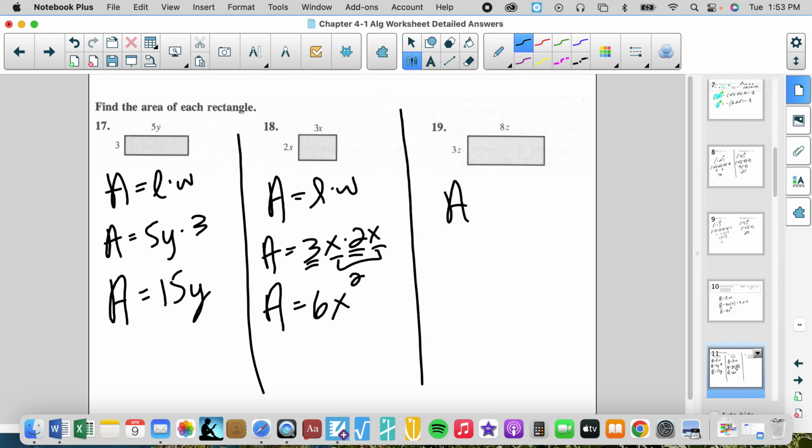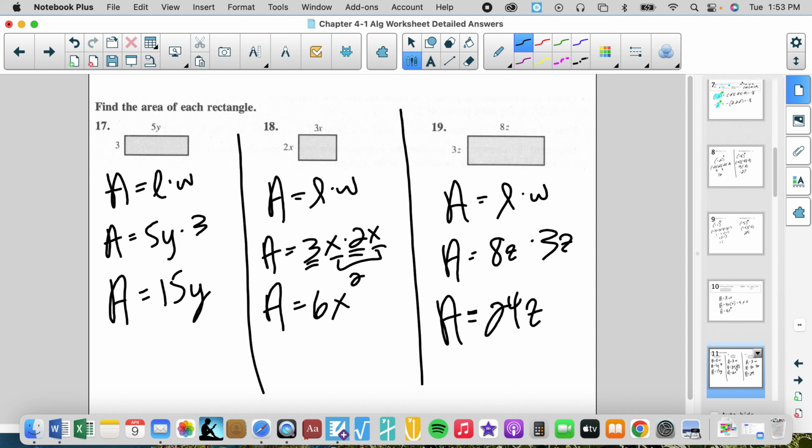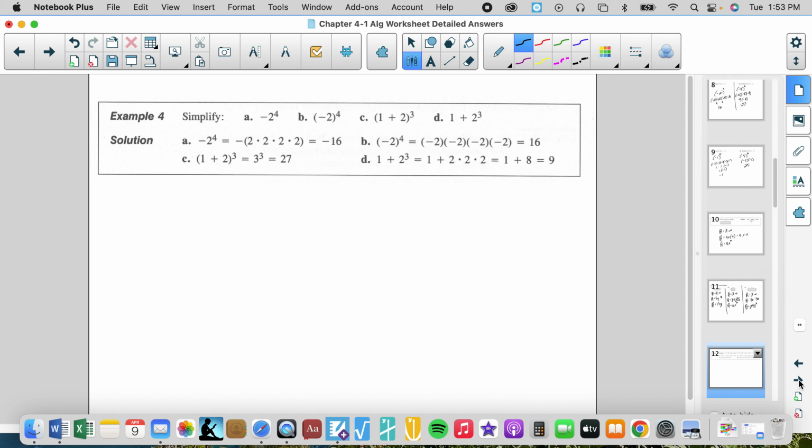We have a rectangle, length times width. Length is 8z, width is 3z. We're going to multiply the constants. 8 times 3 is 24. Z times z is z squared.